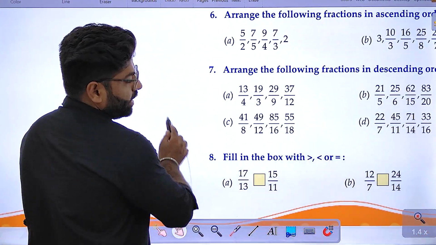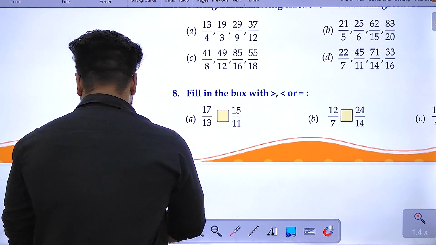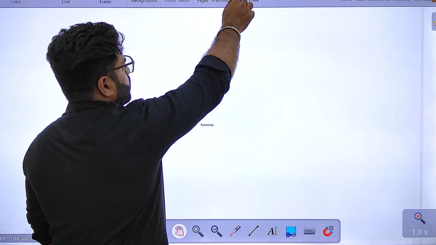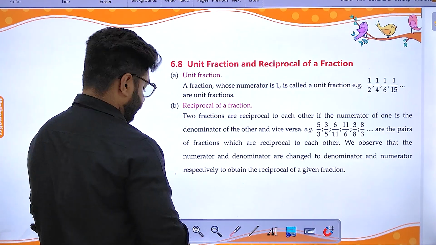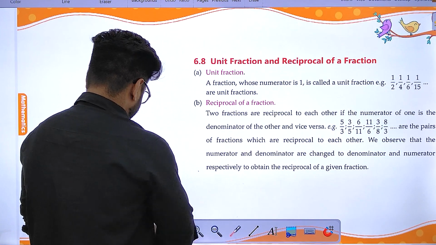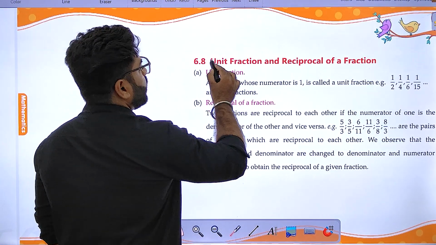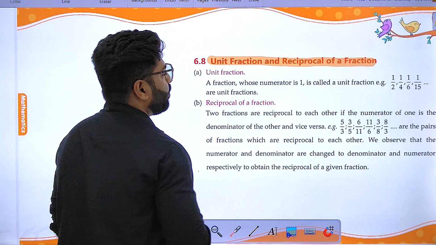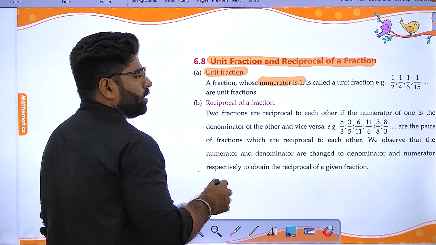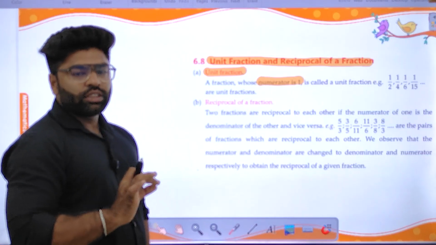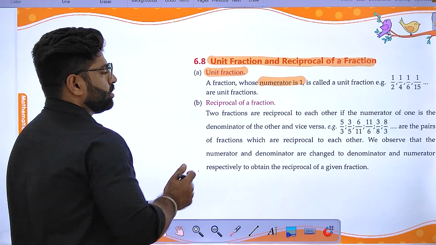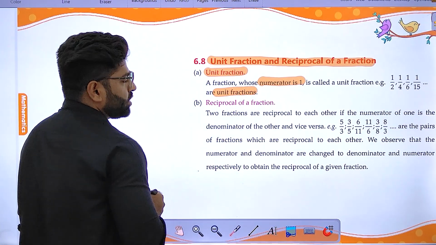Next we have question number 8, that is fill in the boxes. You can do it on your own. Now come to the next part. Here we have unit fractions and the reciprocal of a fraction. The first is a unit fraction, a fraction whose numerator is 1. Whatever the denominator is doesn't matter, but we must have 1 as the numerator, that is compulsory, so we call them unit fractions.